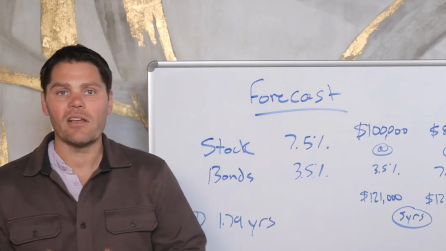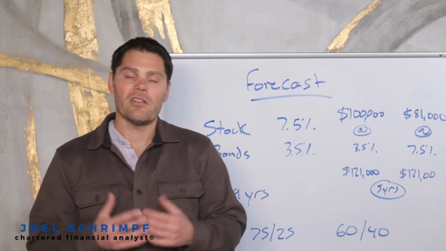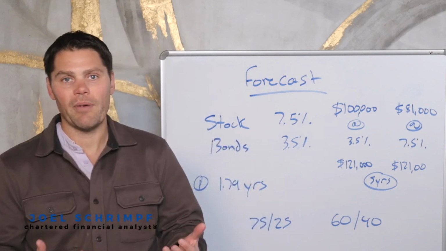So it's going to look like something like that when we're putting all the variables together, trying to determine: does it make sense to hold bonds now? And if so, how much should we be holding in bonds versus stock?